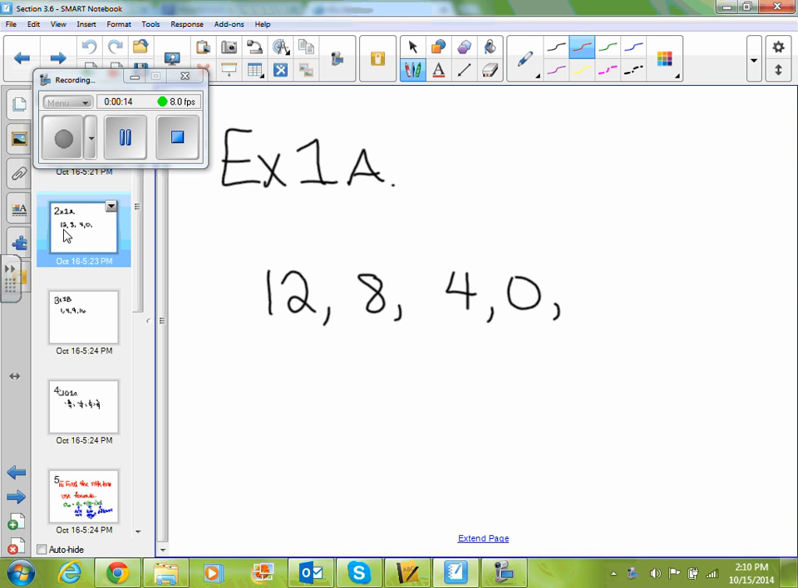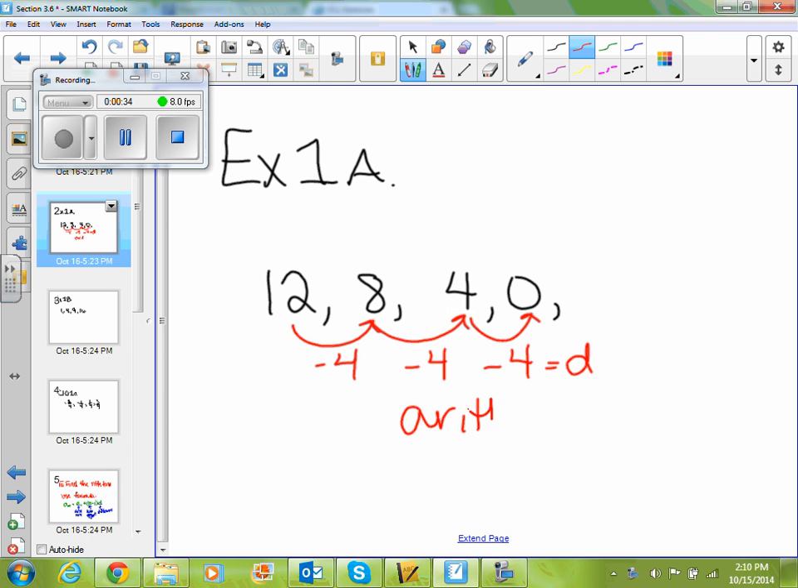If we look at 1a, we have 12, 8, 4, and 0. That's my sequence. So what do I need to add or subtract to 12 to make it 8? Minus 4. And from 8 to 4? Minus 4. And from 4 to 0 is minus 4. When these are all the same, we call that our common difference, and we label it d. So we know that this is arithmetic.